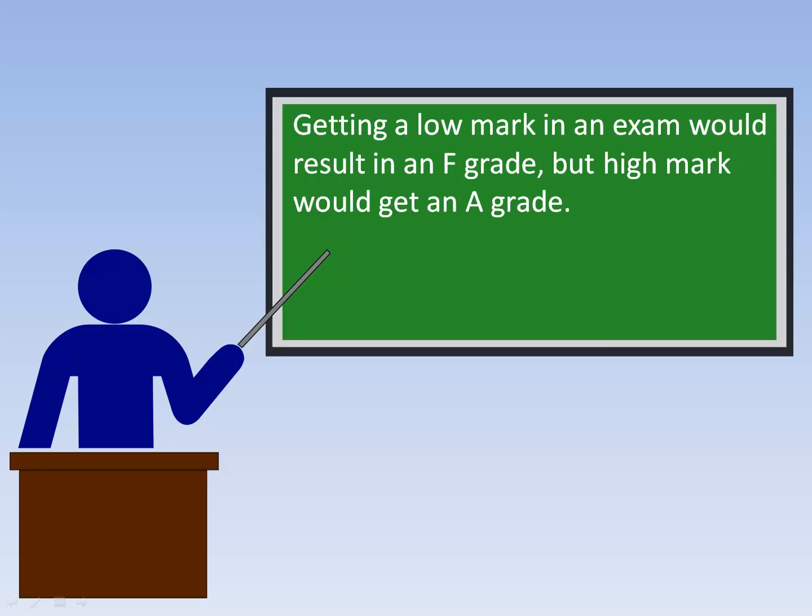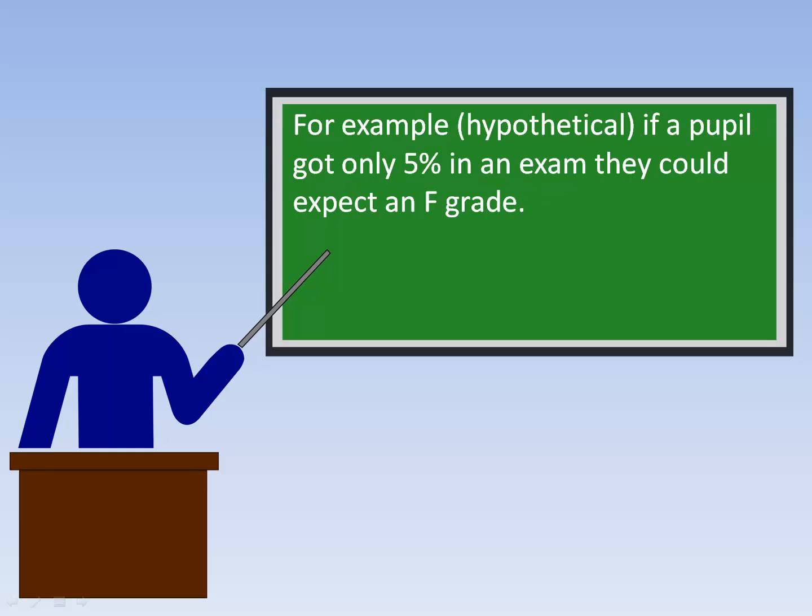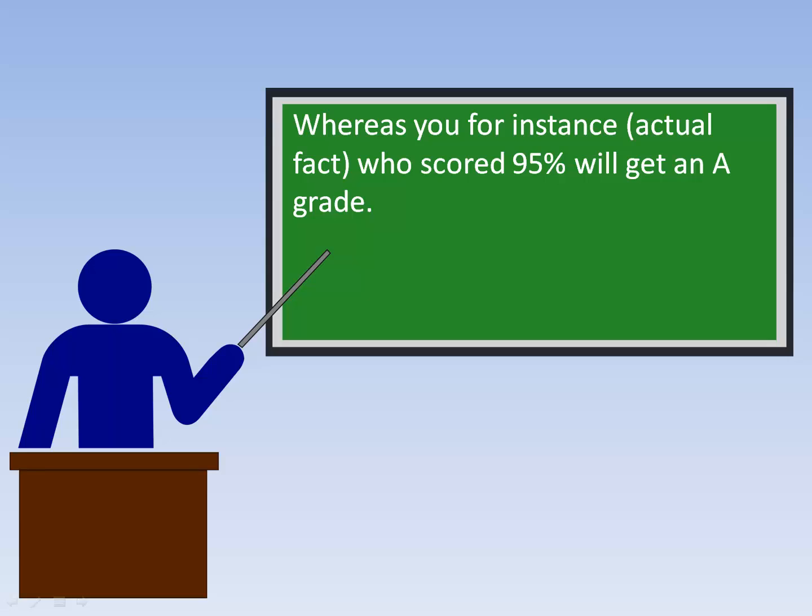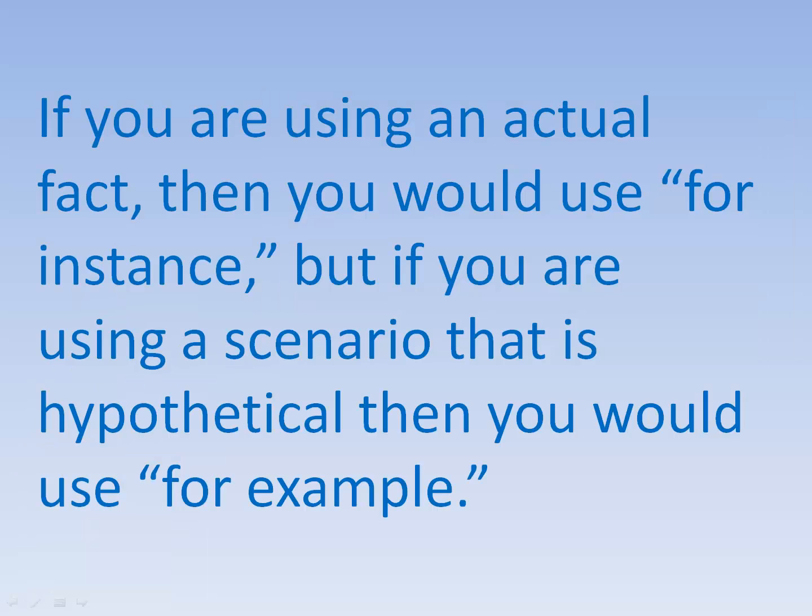He went on to explain that getting a low mark in an exam would result in an F grade, but a high mark would get an A grade. For example, which is hypothetical, if a pupil got only 5% in an exam, they could expect an F grade. Whereas you, for instance, actual fact, who scored 95% will get an A grade. So simply, if you're using an actual fact, then you would use "for instance." But if you're using a scenario that is hypothetical, then you would use "for example."